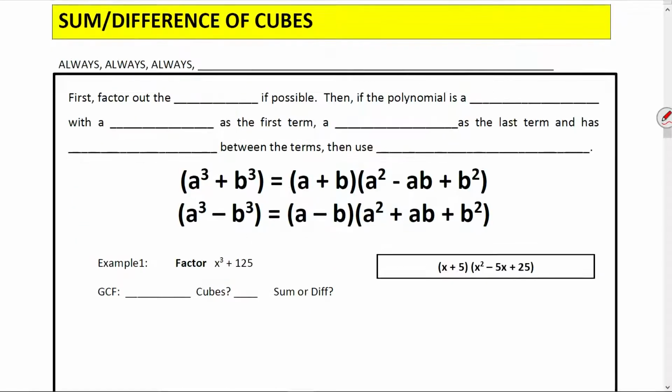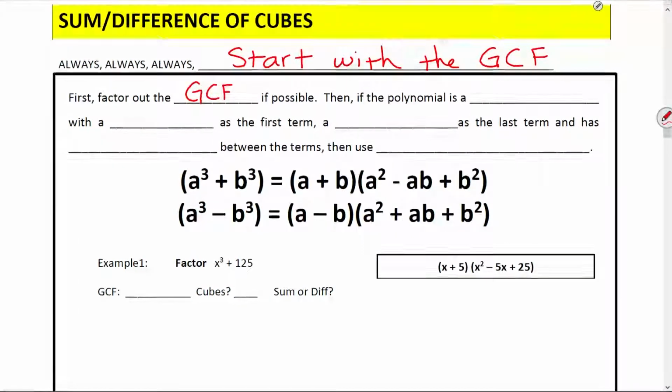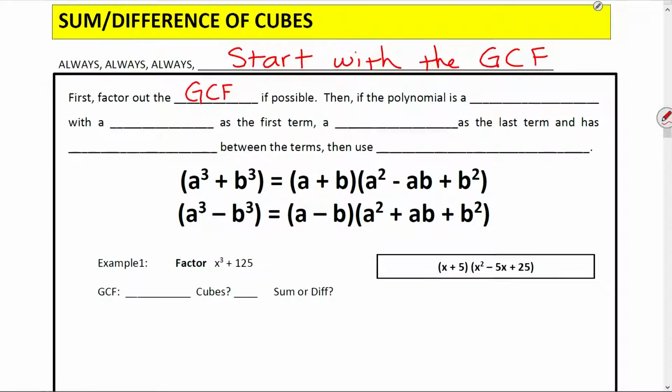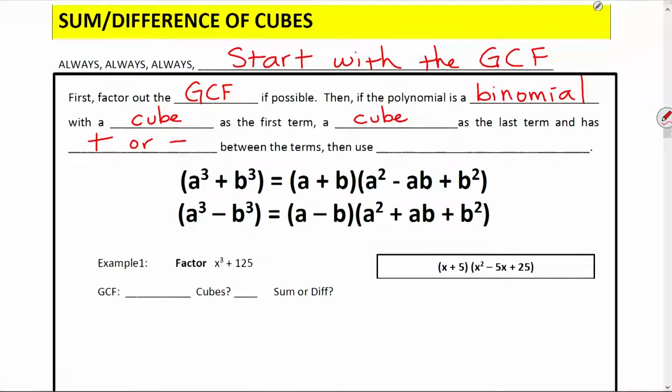Here we go. You will always, always, always start with the GCF. You'll check that before you try any other factoring method. So you'll first factor out the GCF, if possible. Then, if the polynomial is a binomial, meaning two terms, with a cube as the first term, a cube as the last term, and has either plus or minus between the terms, then we'll use the sum or difference of cubes.